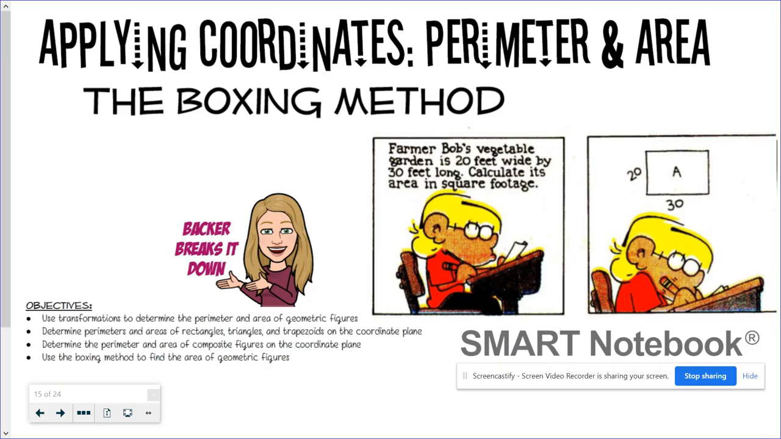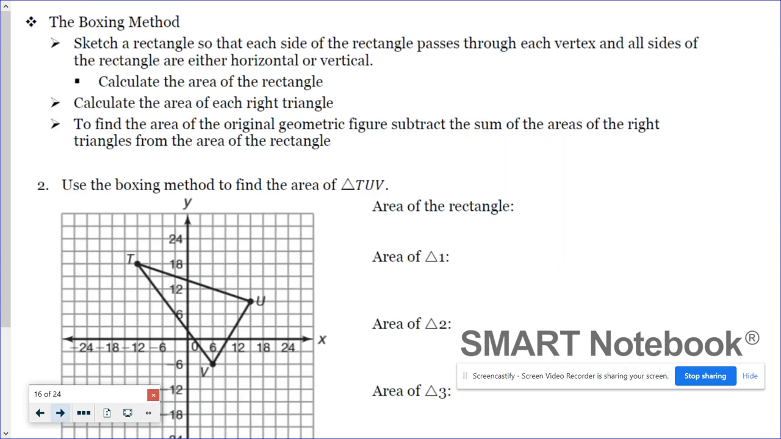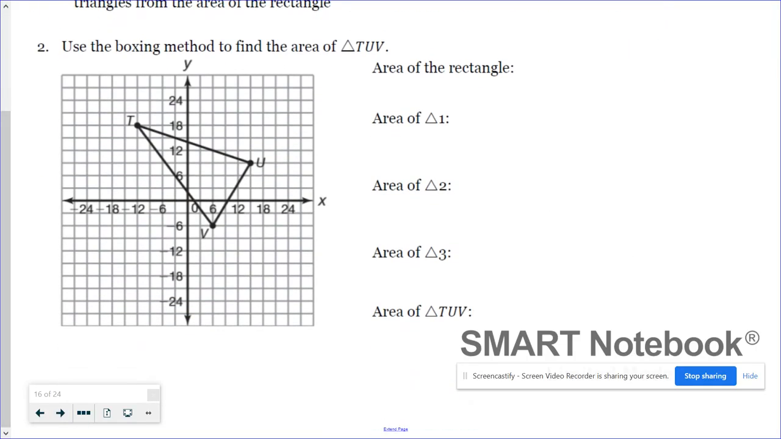In this lesson, we're going to apply coordinates to find area using the boxing method. So basically, if you take a look at this example here, we all know you can find the area of a triangle by multiplying 1/2 times the triangle's base times the triangle's height. Now, I can easily use the distance formula to find the base of my triangle, but what is the height?